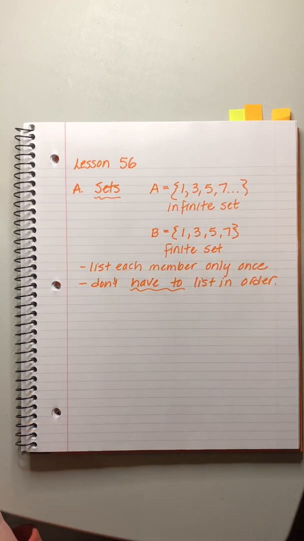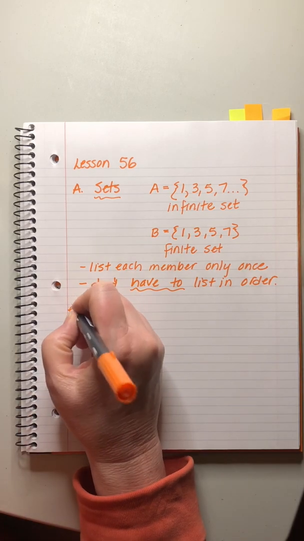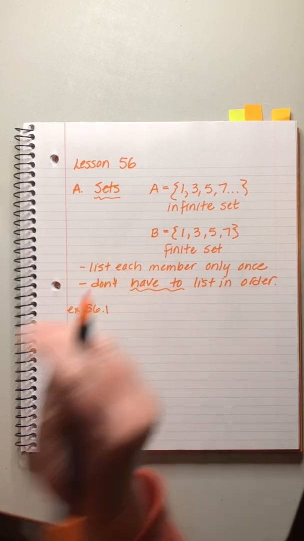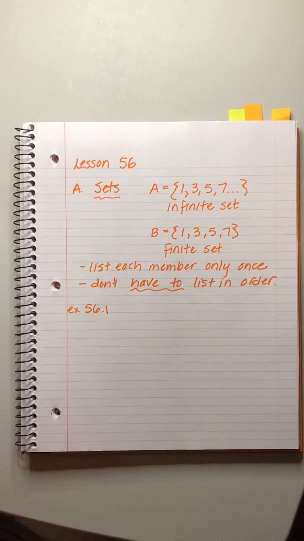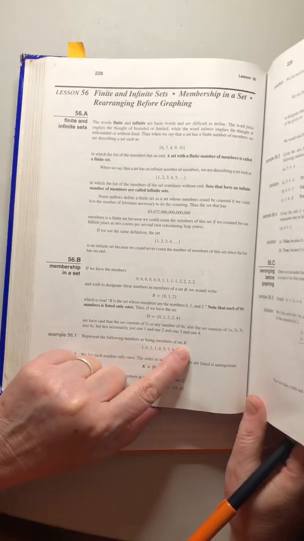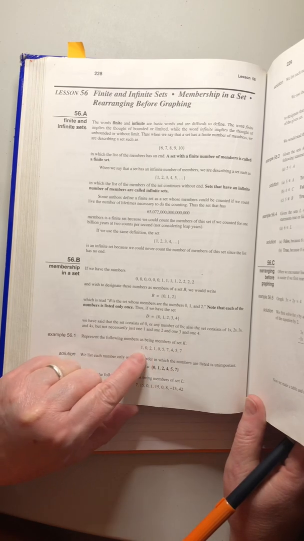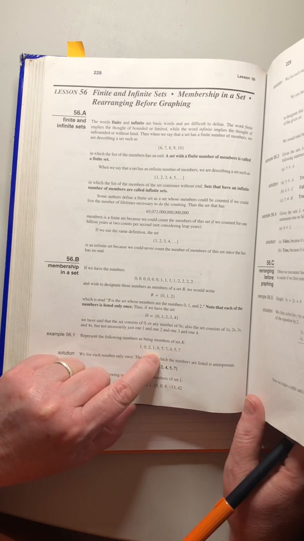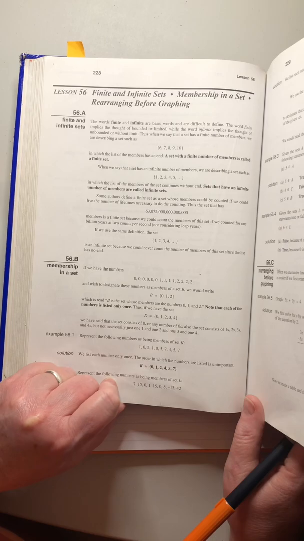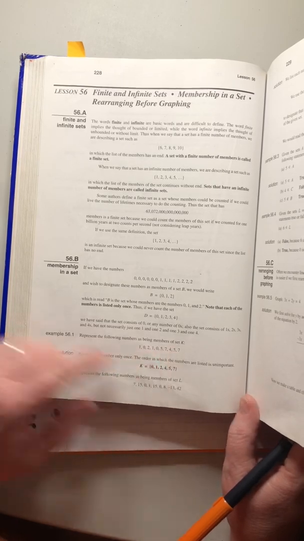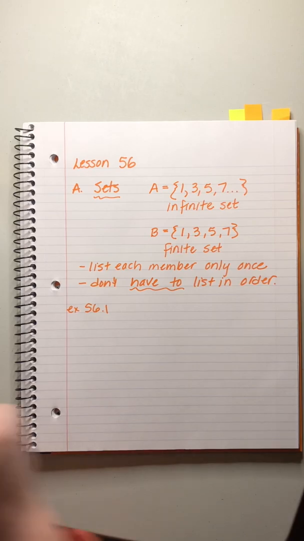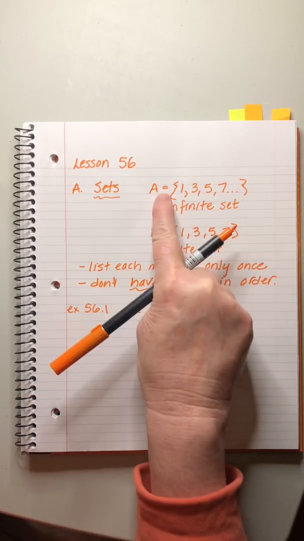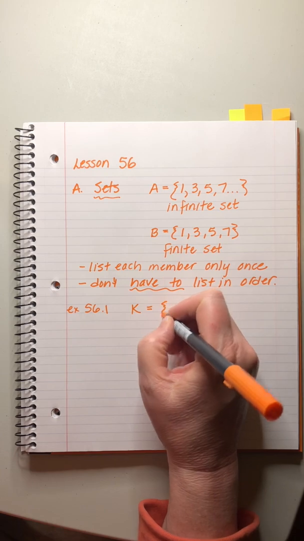It's not necessary. Okay, so what John's going to do in example 56.1 is he's going to give us a little chance here to walk our talk, and he's going to give us a chunk of numbers. Let me just show you in the book so you can see. Lesson 56. Represent the following numbers as being members of set K. Okay, so K is the name of it. Here are all the numbers, and as we can see, there's a lot of repetition going on there. Somebody is just making this harder than it needs to be. So what we're going to do is we're going to clean this up. We're going to say, okay, if it's set K, then we'll make the nice K, right? Just like we did here. We'll say equals. We'll make the opening brace.